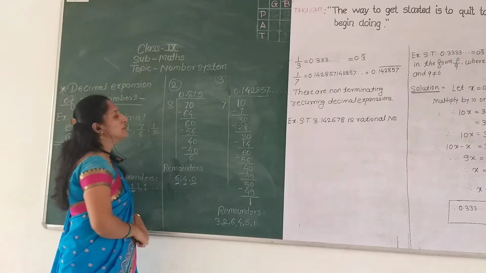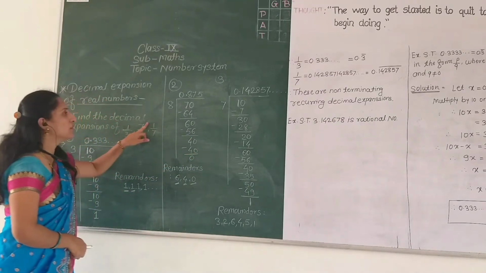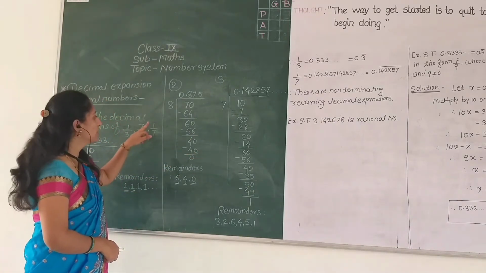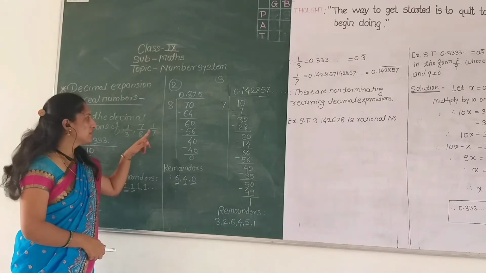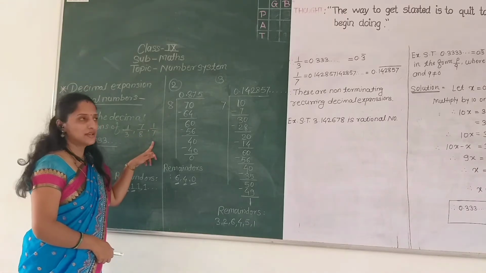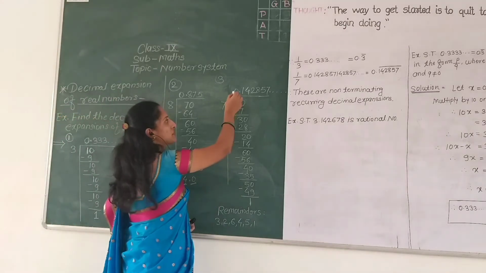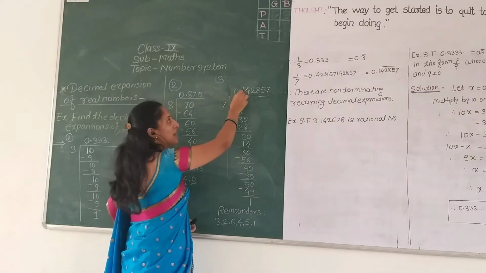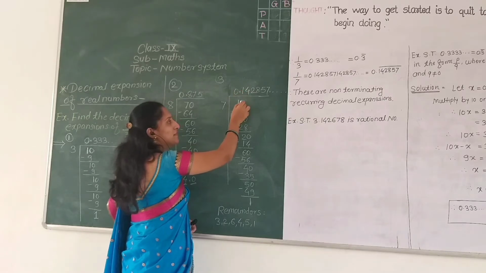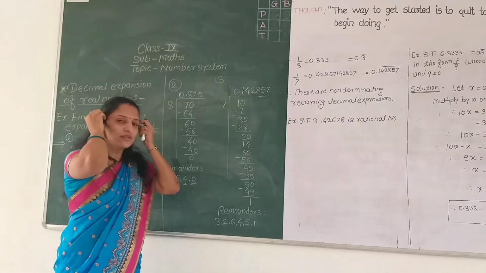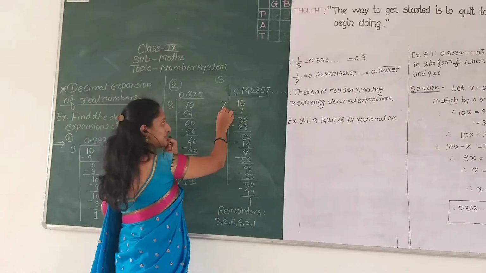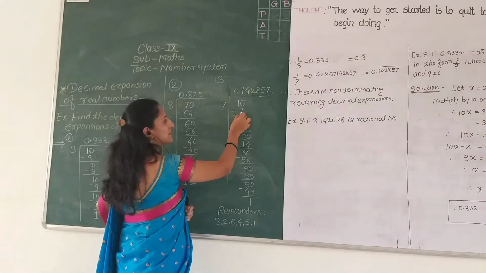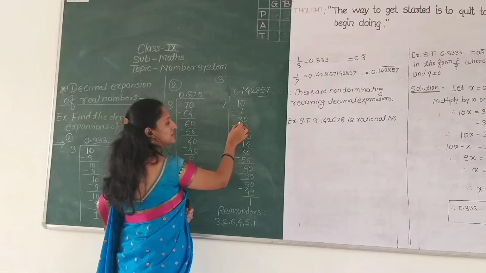Now look at the next example, 1 upon 7. Here also the numerator is less than the denominator. 1 is not divisible by 7. So again my first quotient is 0. I put a decimal point and I place 0 on 1, so the number becomes 10. Now this 10 is divisible by 7. 7 ones are 7, so 10 minus 7 is 3.